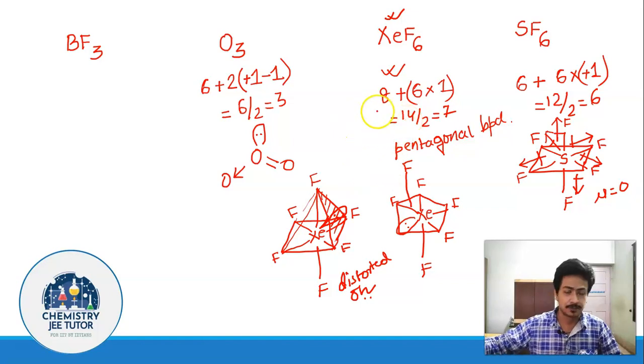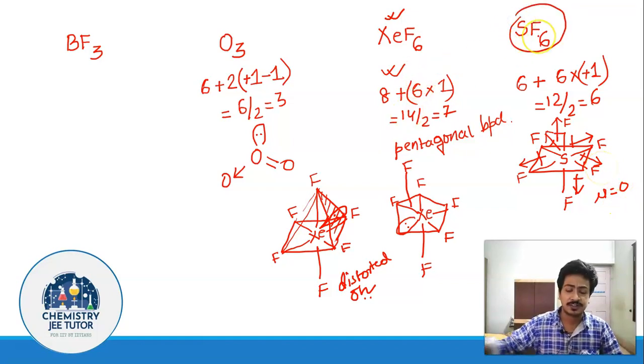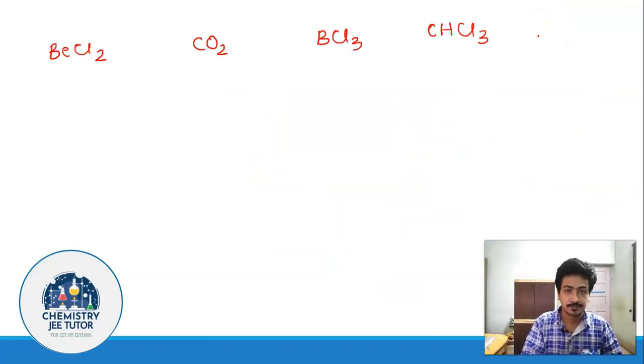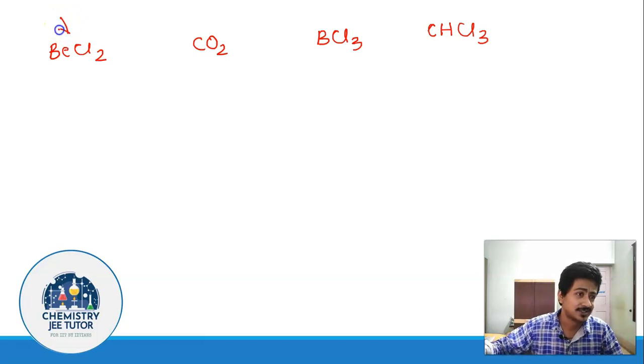But this option is nevertheless correct, because the dipole moment here is coming out to be 0, so it doesn't have a permanent dipole moment, and so we are going to straight away reject option 2. Now let's come to option 3. Option 3 is pretty easy. Let's do the easier ones first.